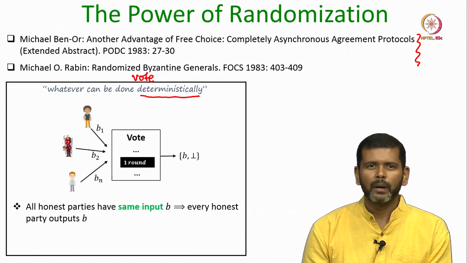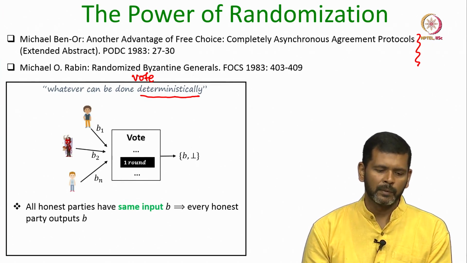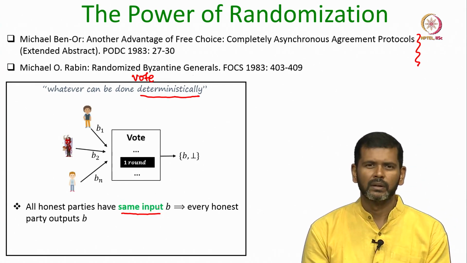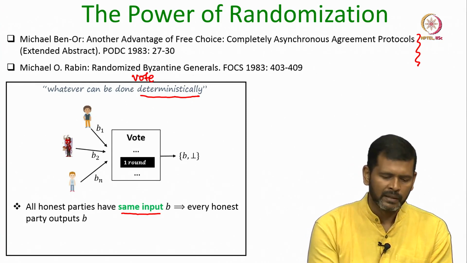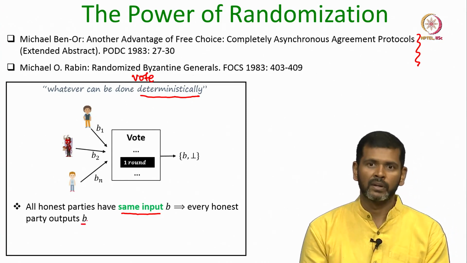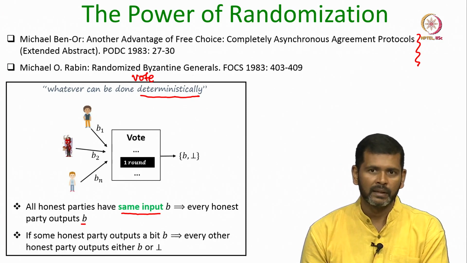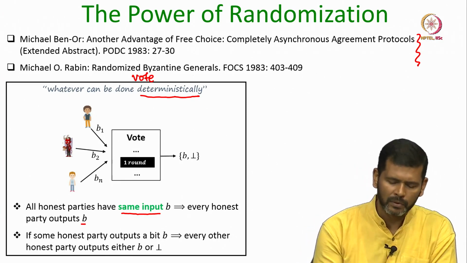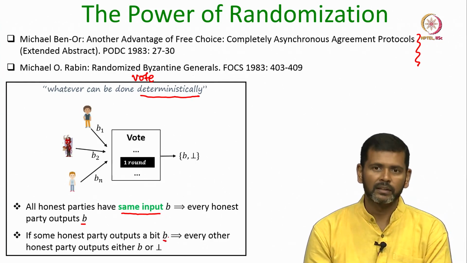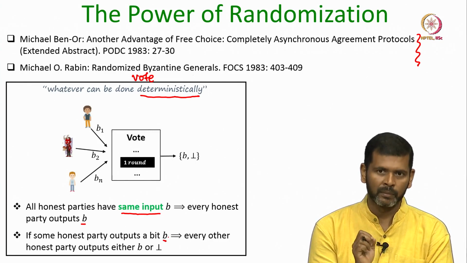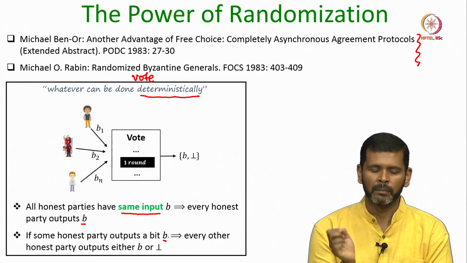And the output property of this protocol will be that if all the honest parties have the same input during this vote protocol, then the output will be the same bit p for every honest party. Okay. And the second property will be that if some honest party outputs a bit p, then every other honest party will output either the same bit p or bot. It will not be any other bit p complement.